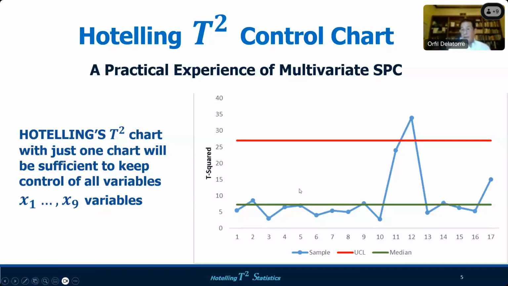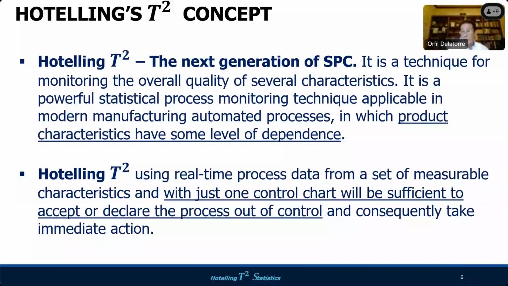And you can say, really? Yeah, it is possible to declare the process out of control or accept it anytime. So let's see what is the definition of the Hotelling T-square. Here's the concept. Hotelling T-square is considered to be the next generation of SPC, and it's a technique for monitoring the overall quality of several characteristics. We'll come back in a minute to why 9 only.